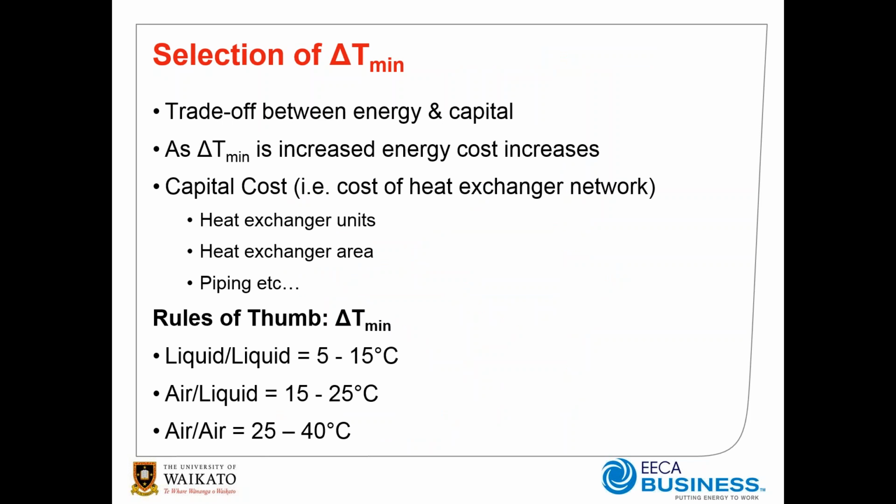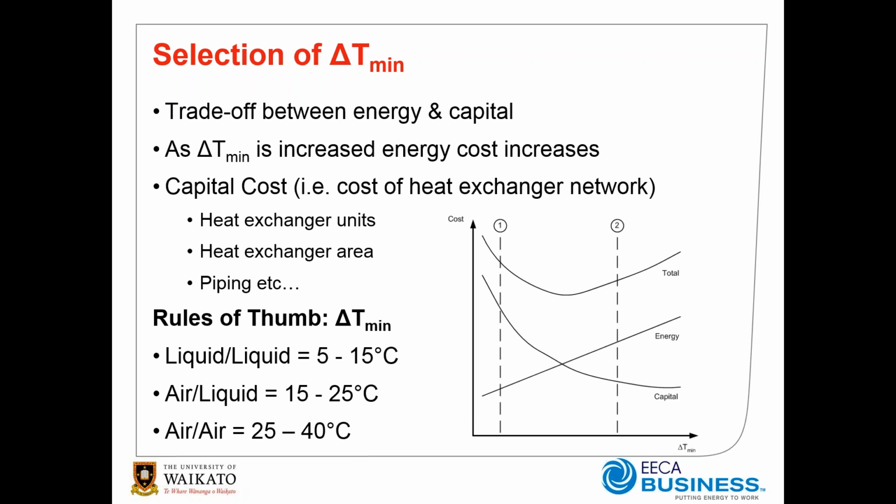So how do we select this minimum approach temperature for a simple case? Well, one method of doing it is we look at the trade-off in an approximate way between energy and capital. And as we lower that delta T min, what we find is we get more energy savings. So if we look at this diagram here, energy cost is going down as we reduce delta T min.